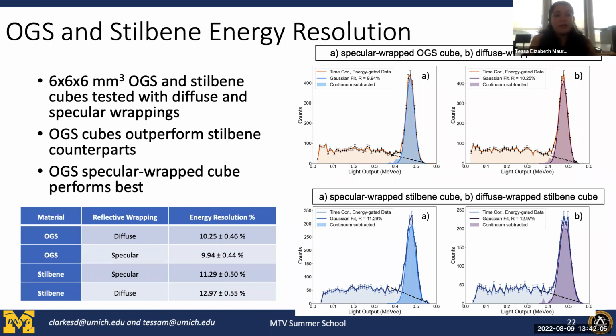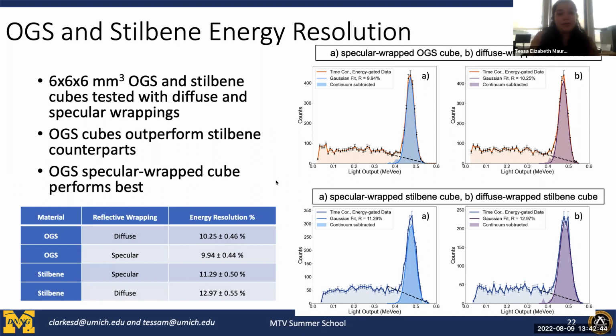And so what was studied here were 6 by 6 by 6 millimeter cubed OGS and Stilbene cubes. And we tested them with both diffuse optical reflective wrapping and specular optical reflective wrapping. And we performed a cesium-137 Compton coincidence technique to determine the energy resolution. So not only did we use our cube of interest, but we used a sodium iodide detector, an inorganic scintillator, and placed a cesium source between them. And then from that coincidence technique, we were able to find the energy resolution.